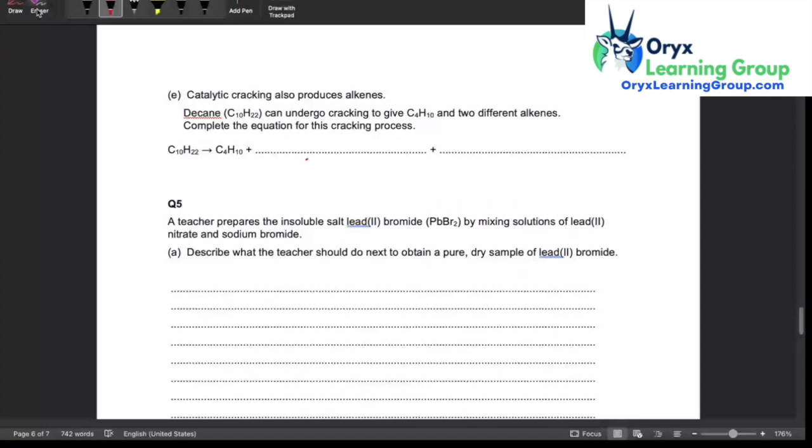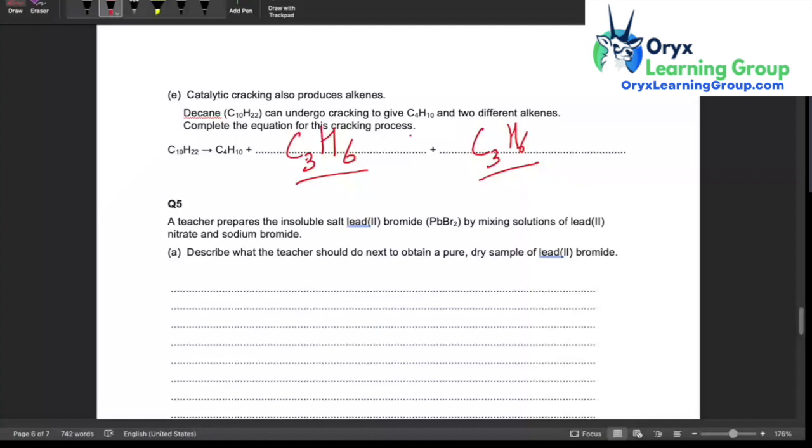C3H6 on both. Okay, you want to write C3H6. But it says two different alkenes, right? So you can't have both as C3H6. All right, sorry, I didn't notice that. See, because it says two different alkenes, right?